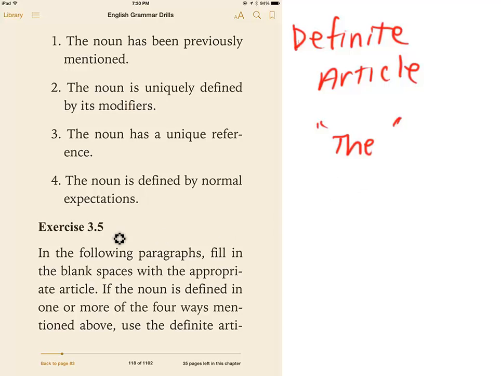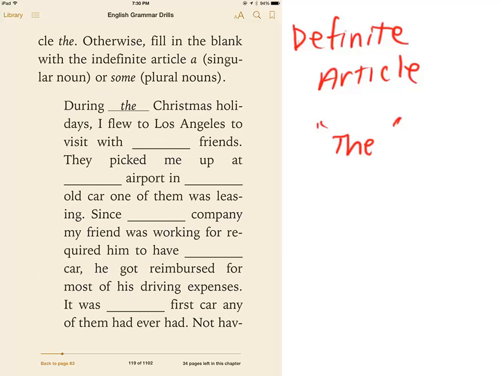So, in this next exercise, this is just a review. You're going to use the information and the knowledge you've gained so far to be able to do the next exercise. It says, in the following paragraphs, fill in the blank spaces with the appropriate article. If the noun is defined in one or more of the four ways mentioned above, what we've already discussed in the previous videos, use the definite article the. Otherwise, fill in the blank with the indefinite article a if it's singular, or some if it's plural.